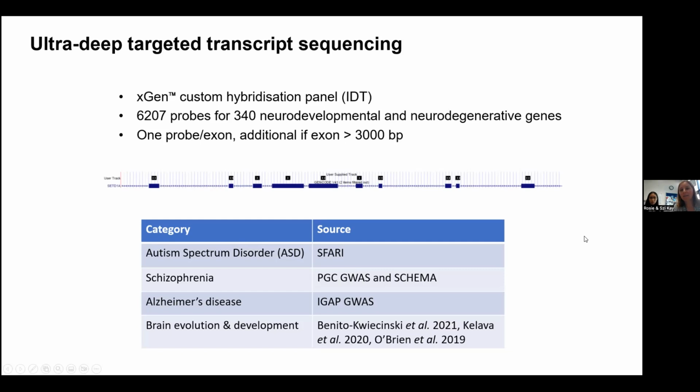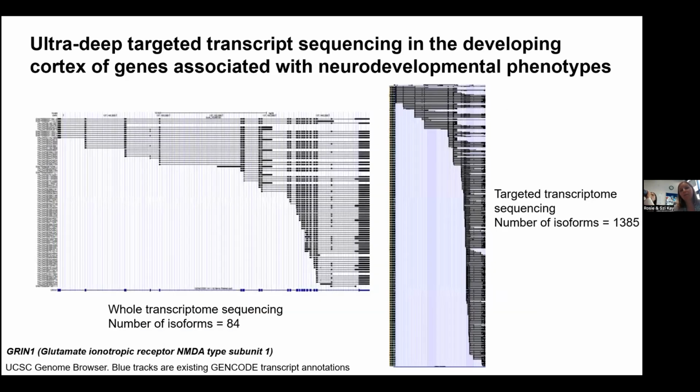And this panel of probes is added to our cDNA and then enriches for our genes of interest. And we then proceed with long-read sequencing. And the result is incredibly ultra deep targeted transcript sequencing data. And so here's an example of the kind of depth that we're looking at.